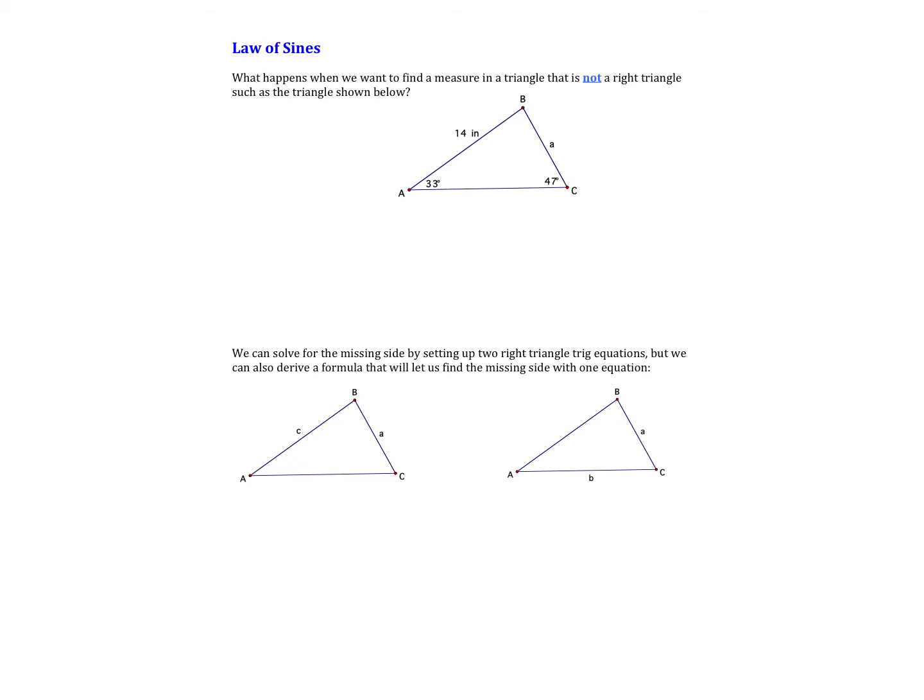Because angle A is 33, angle C is 47, those two angles add up to 80, which the triangle sum theorem then says angle B would have to be 100 degrees. So it's not a right triangle.